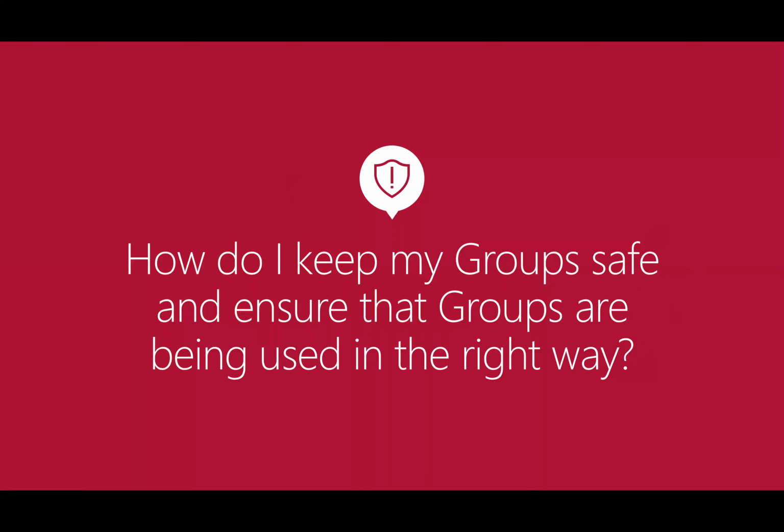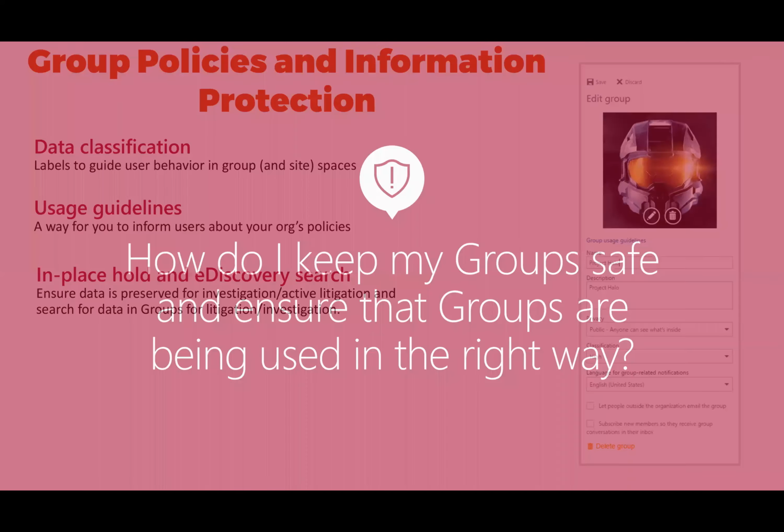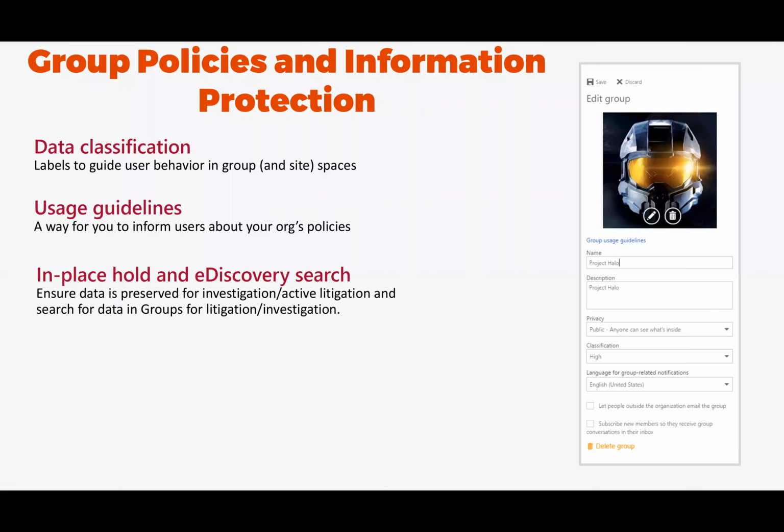Next, I want to talk about how to keep my group safe and ensure that groups are being used in the right way. So I want to talk about three aspects. One is data classification. We allow you to specify the labels for a group, and then end users would be able to select a label when they create a group, or as an IT admin, you can also use those labels to do additional governance within your organization.